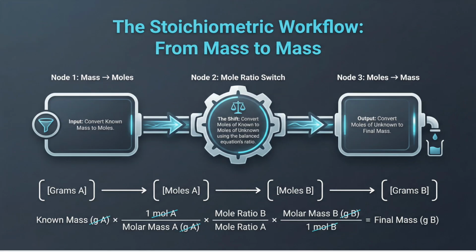The stoichiometric workflow breaks a mass-to-mass calculation into 3 clear nodes. Convert known mass to moles, switch moles using the reaction's mole ratio, then convert those moles back to mass for the desired product. Thinking in these conversion steps and units prevents mistakes and provides a reproducible method for predicting how much product you can obtain from a given starting mass.